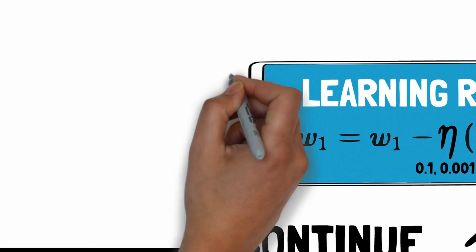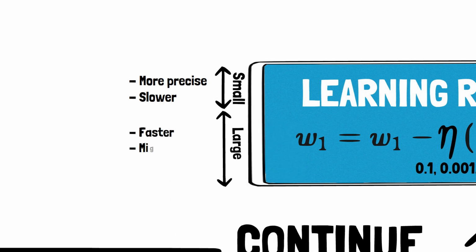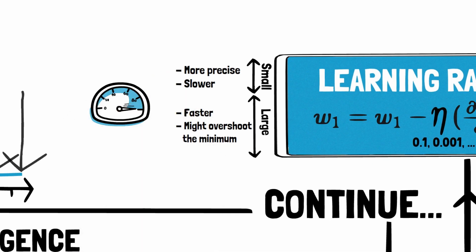A smaller learning rate means smaller, more precise updates, but may require more iterations to converge. Conversely, a larger learning rate can lead to faster convergence, but if it's too large, it might overshoot the minimum or even diverge. Choosing an appropriate learning rate is crucial as it influences the speed and stability of the learning process.